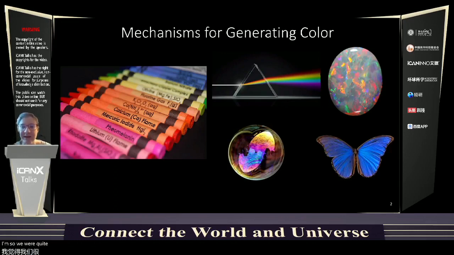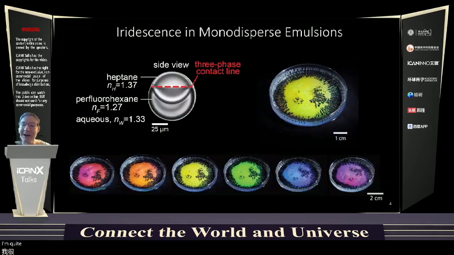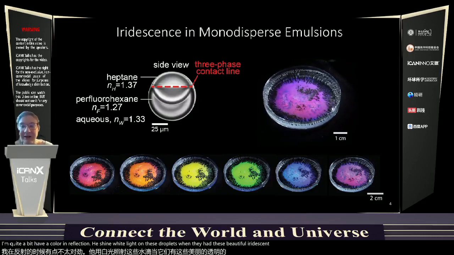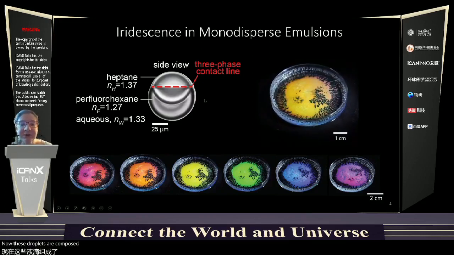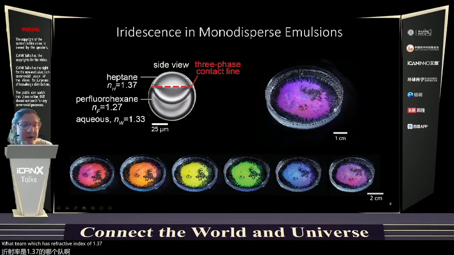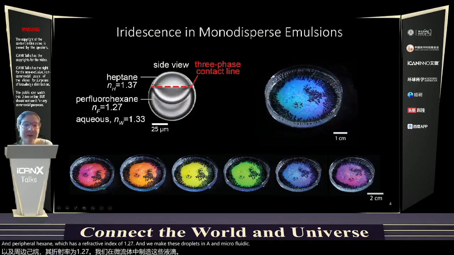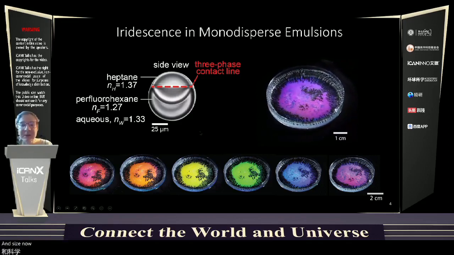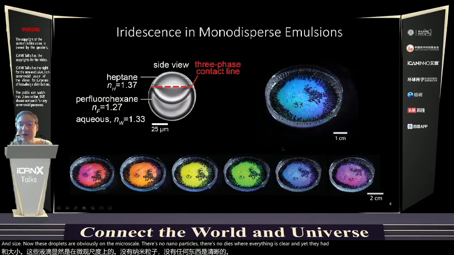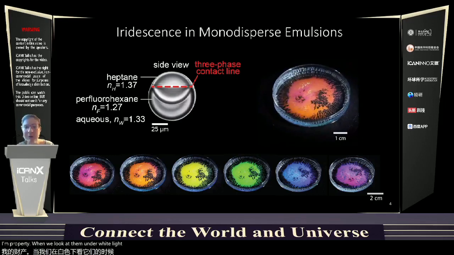So we were quite surprised to see, when we were making these microscale droplets, that they had quite a bit of color in reflection. You shine white light on these droplets and they had these beautiful iridescent colors. Now, these droplets are composed of two different oils, heptane, which has a refractive index of 1.37, and perfluorohexane, which has a refractive index of 1.27. And we make these droplets in microfluidics with this specified shape and size. Now, these droplets are obviously on the micro scale. There's no nanoparticles, there's no dyes. Everything is clear, and yet they had this beautiful iridescent color-shifting property when we look at them under white light. So we were very intrigued by this.